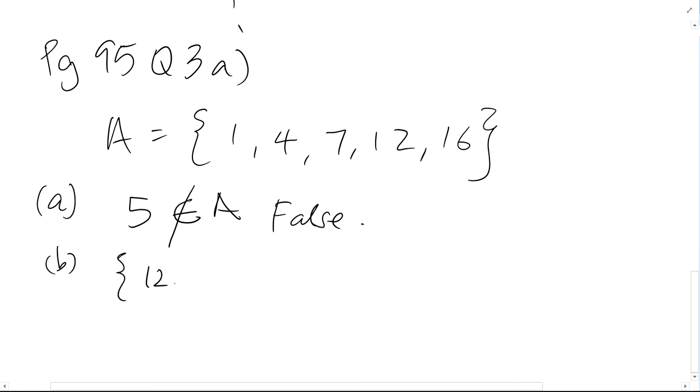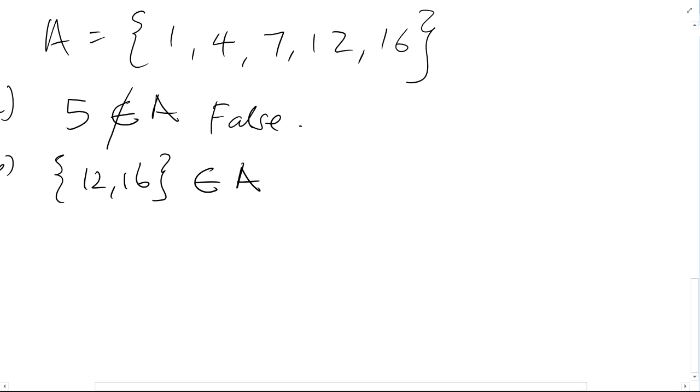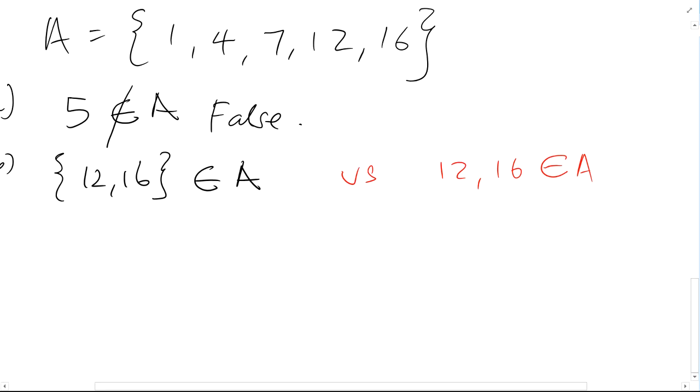Okay, B. The set 12 and 16 is an element of A. Is it true or false? Versus this, 12 and 16 are elements of A. Is there a difference? Okay, look carefully. On this side, it's clear that 12 and 16 are elements of A. But over here, read this. What is this? The set containing 12 and 16 is an element of A.